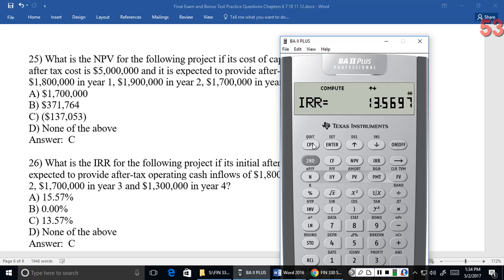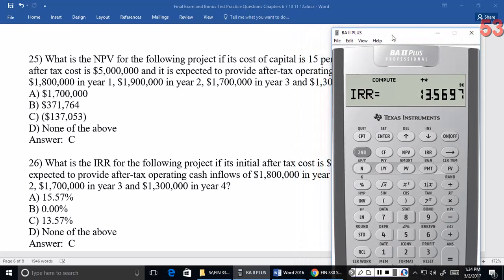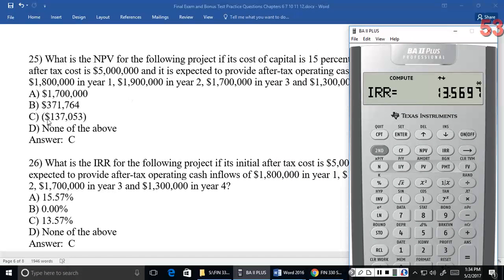Is anybody getting the right answer with the TA84? Because I know we've done this before and you came up with the right answer, so I'm just kind of curious. Do what? It is this, negative 137,053.